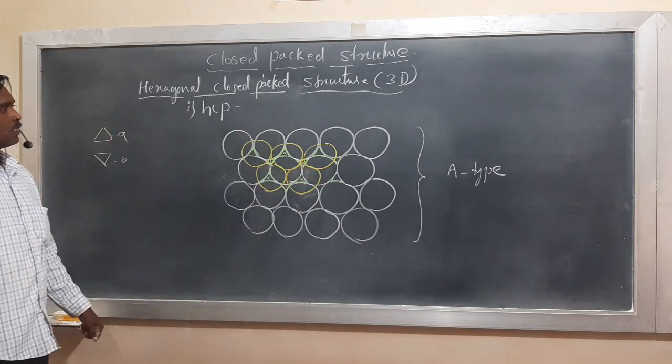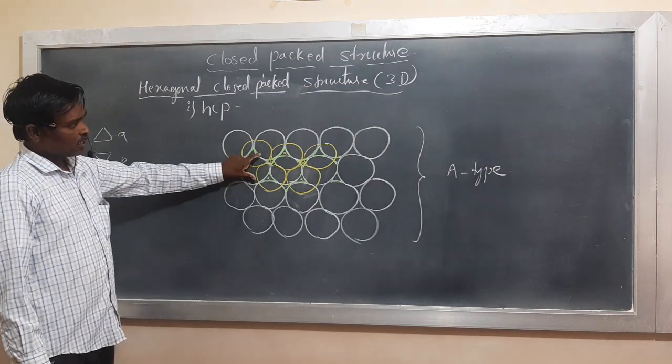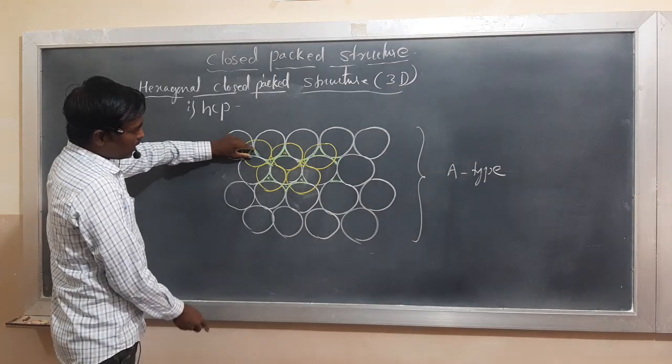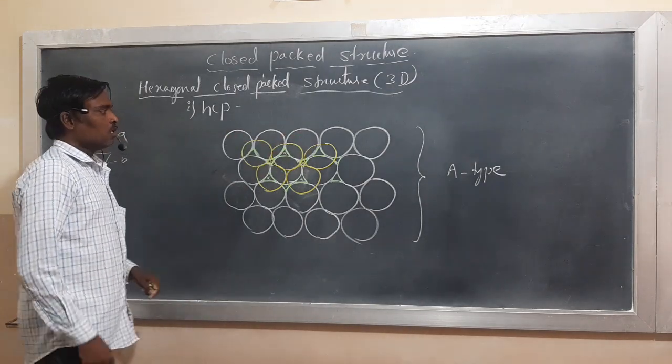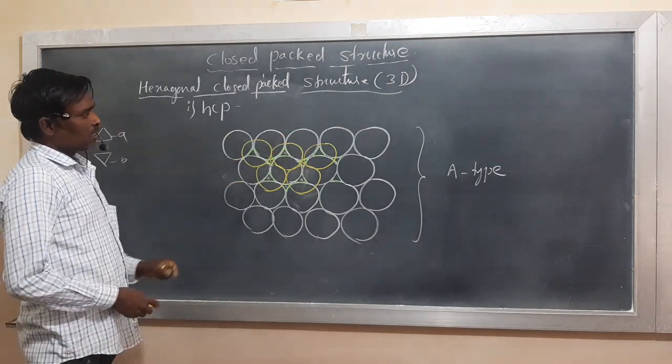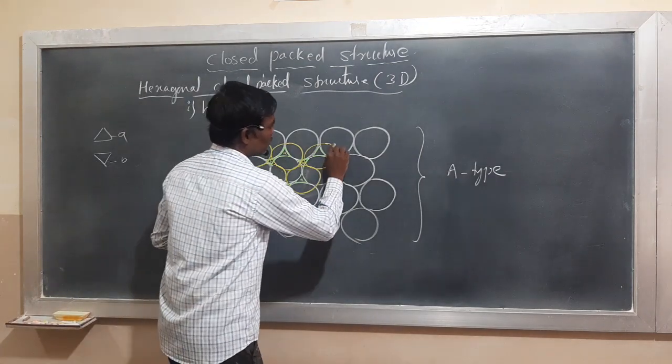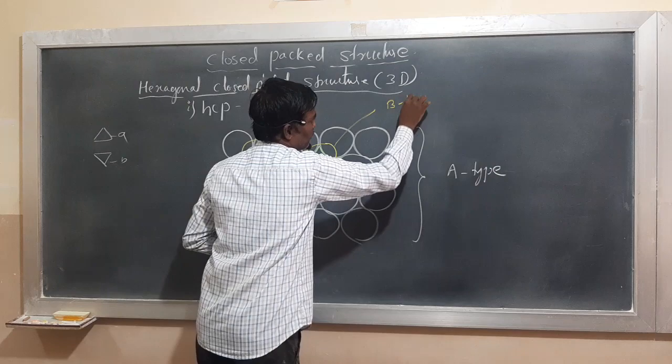See students, this is the second hexagonal close packing arrangement. It covers only A type of voids. Therefore, this is the second layer, which is in a different layer. Let me call this layer a B type.